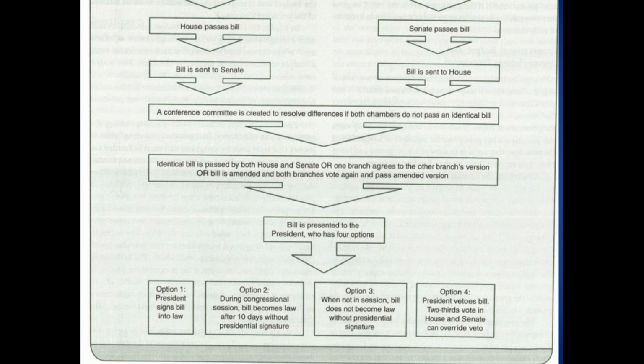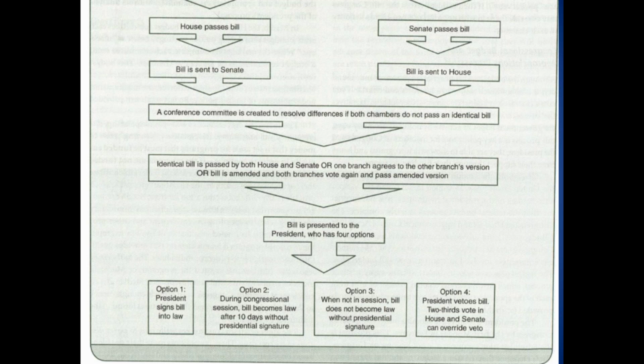Once it is approved by both, the bill is then forwarded to the President, who has 4 options in regard to the legislation. They may not amend the legislation, of course. If the President is supportive of the bill, they sign it into law. If there's a congressional session in place and the President chooses not to sign the law, 10 days after it's forwarded to the President, it automatically becomes law.